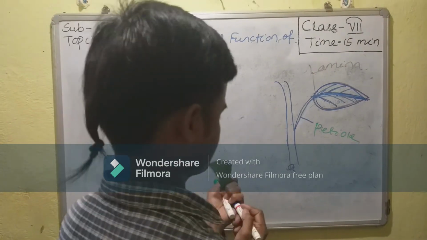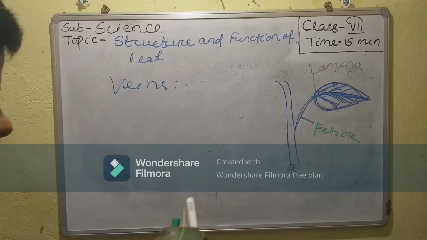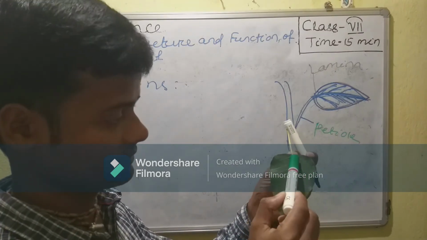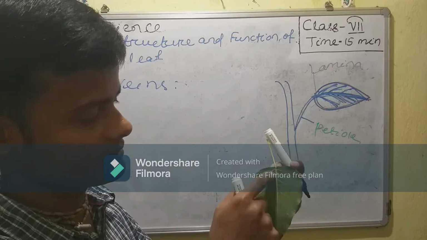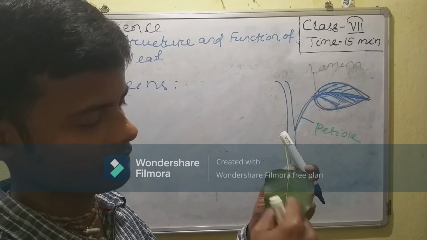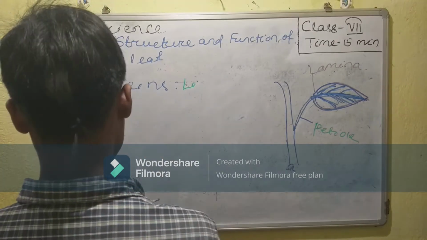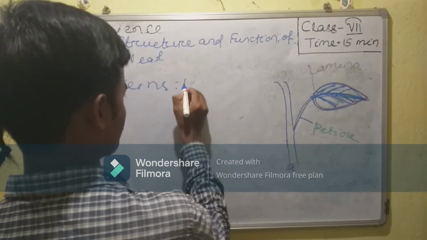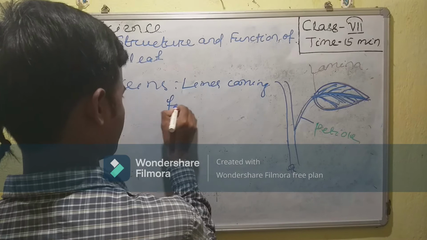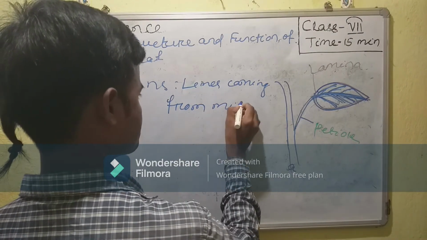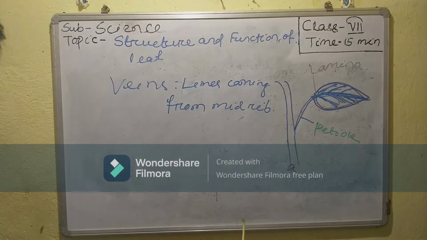Then next is veins. These are the veins. This is the midrib, the prominent line in the middle of the leaf, and these are the veins, right? The lines coming from the midrib are known as veins. Right? Lines coming from the midrib are known as veins.